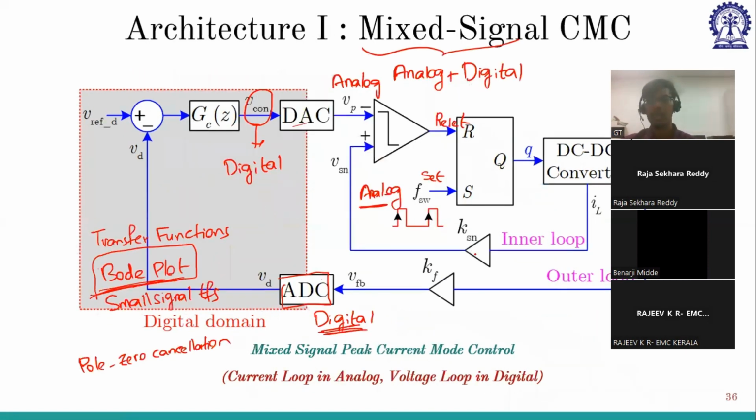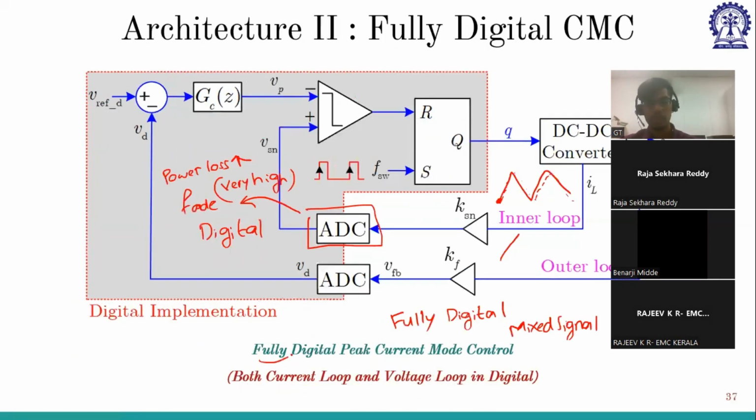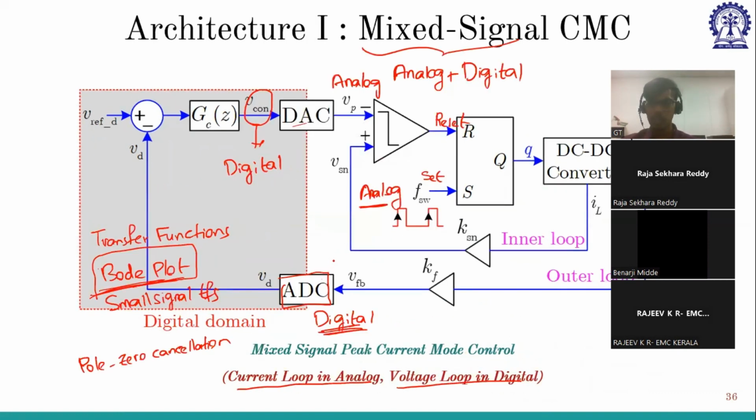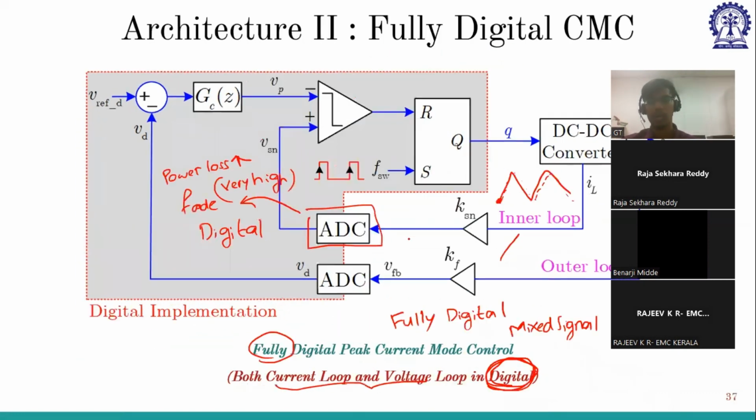You just have to understand that in mixed signal, the current loop is in analog, the voltage loop is in digital. Whereas in fully digital, we are saying fully because both the current loop and voltage loop are in digital. This will have many stability issues compared to the mixed signal because this is in analog, this is in digital. This will come with a lot of challenges. But why we are doing this, it also has some advantages because the current loop is in digital. We have the flexibility to do whatever we want in the code. That flexibility will be there.